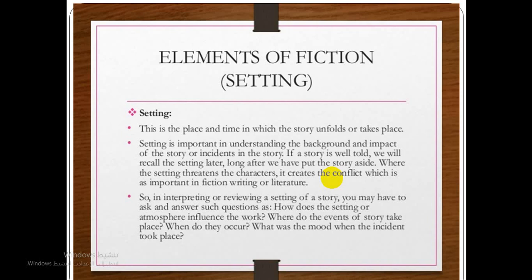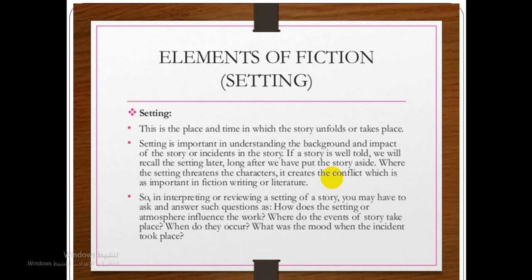Setting puts the reader in the story by giving the reader the feeling of being in the situation. Setting is a description of where and when the story takes place. In a short story, there are fewer settings compared to a novel. The time is more limited.